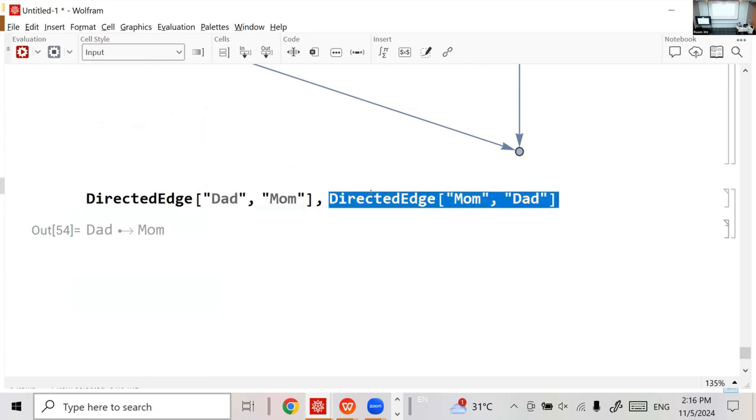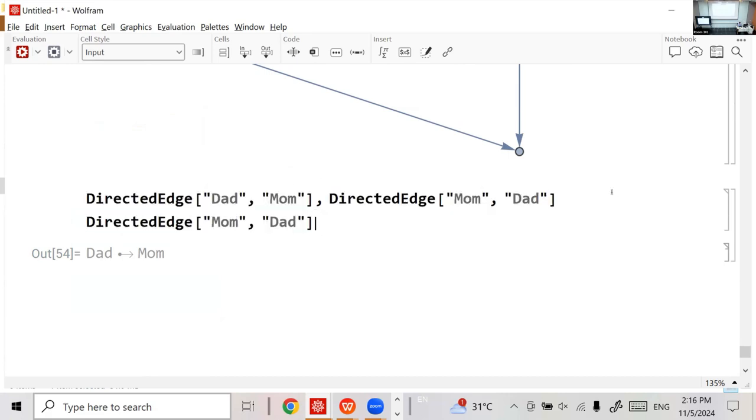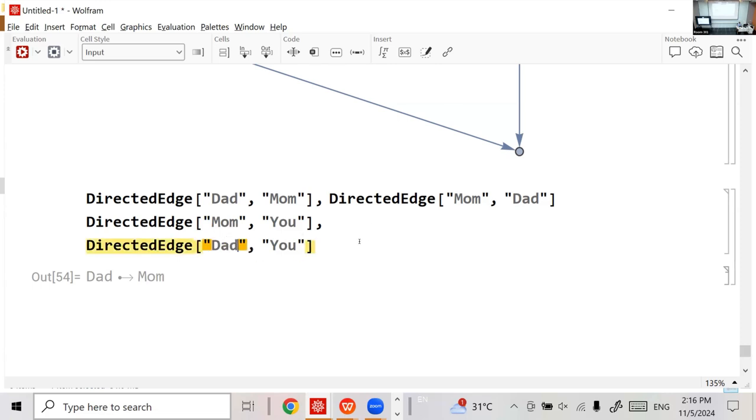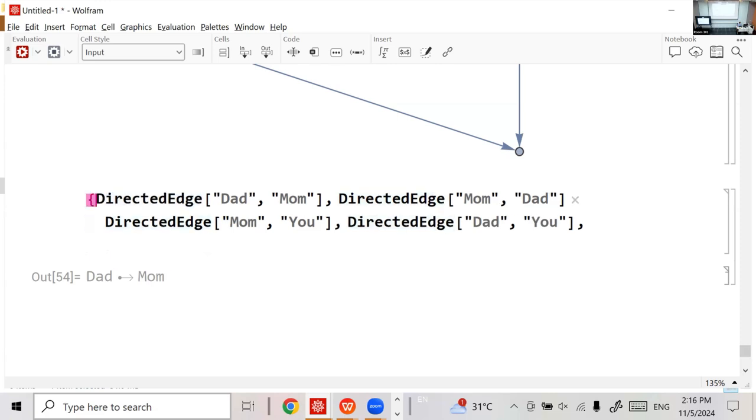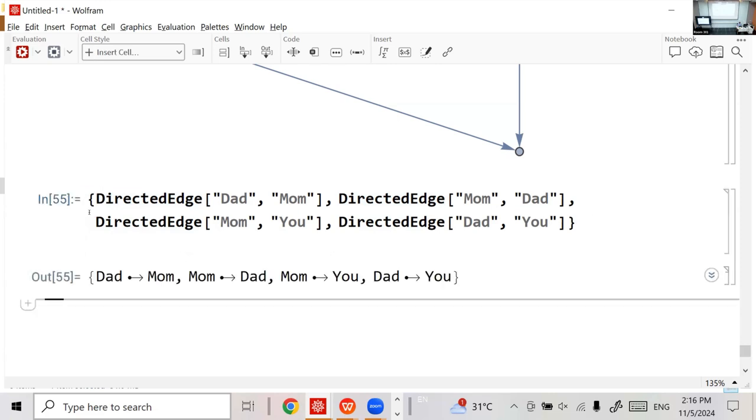And we can have something like dad, mom loves you, and then, comma, directed edges, dad also loves you. Now, for some reason, you don't love your dad. Well, let's say you don't love your dad or your mom. What does this graph look like? Okay, so that's the list of edges.